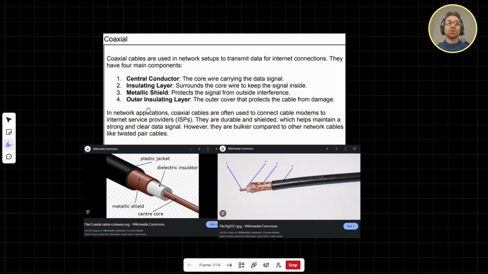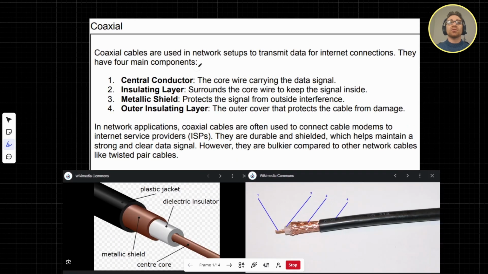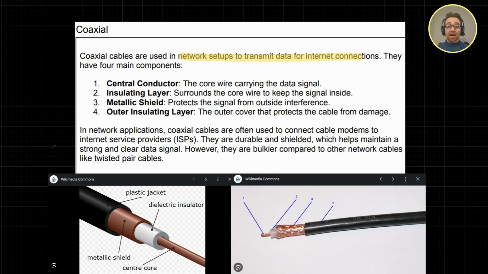Now, the next thing we're going to have a look at, according to the order of the exam objectives, is the coaxial cable. So, guys, a coaxial cable is essentially used in a network setup to transmit data for internet connections, but it's specific to cable television based internet connections, right? We talked about how if you use a cable modem, that word cable is immediately indicative of the fact that we are using previously existing cable television infrastructure, okay? So this is used to connect cable modems. So a coaxial cable is used to connect cable modems to internet service providers.